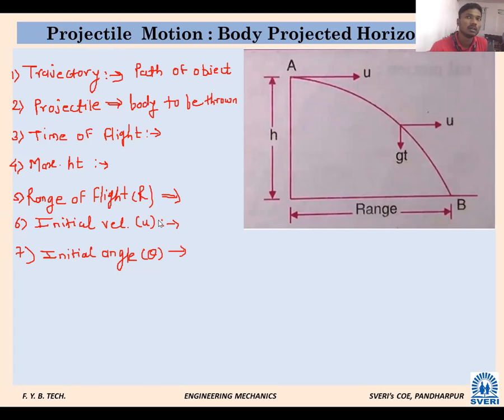After that, we have seen different terminologies in projectile motion. Which are they? One is trajectory. What is trajectory? It is the path traced by the object. Then projectile, the object; time of flight; maximum height up to where it will reach; range of flight; initial velocity, with what velocity we are going to throw the object; and initial angle, either we can say theta or whatever.